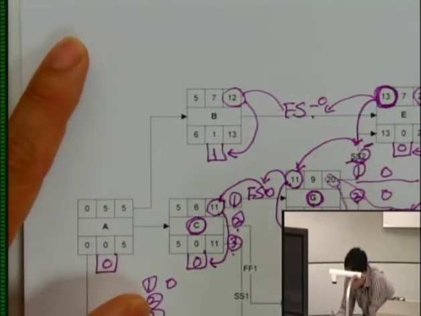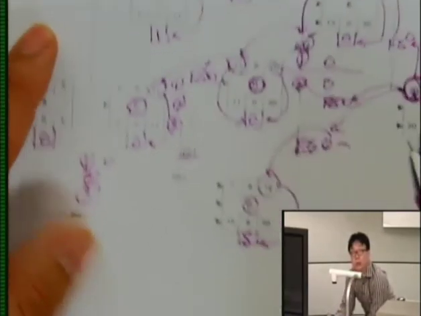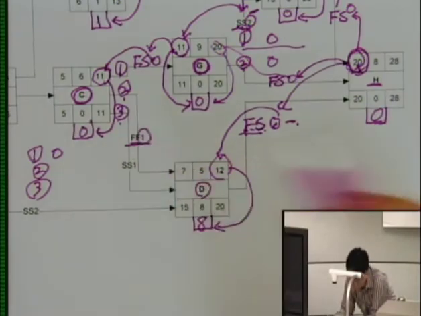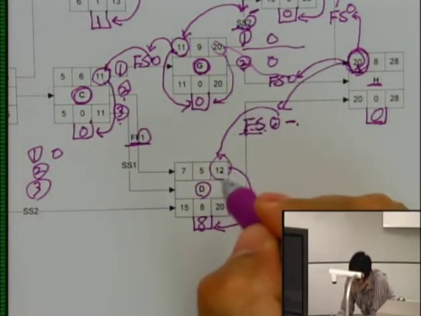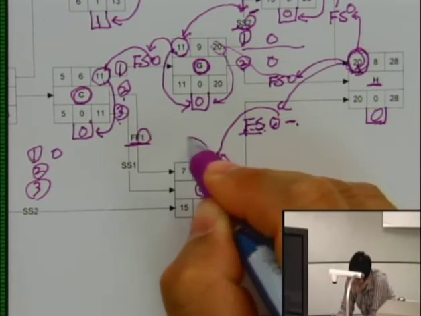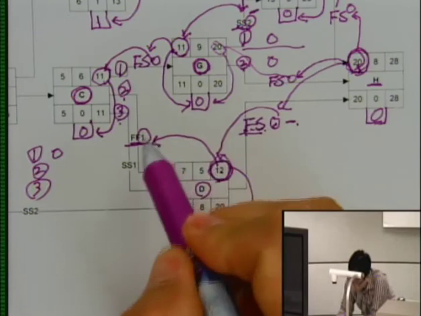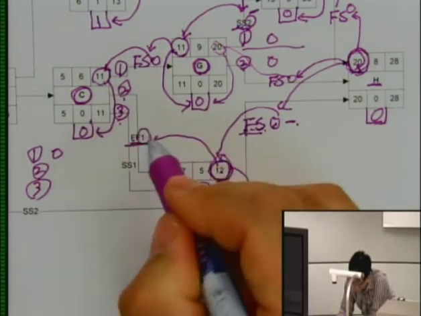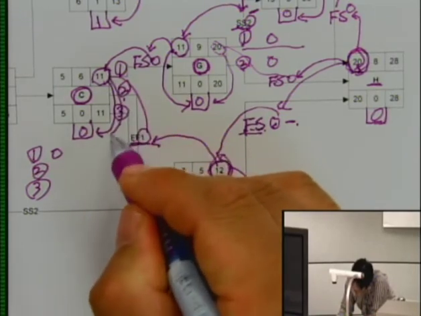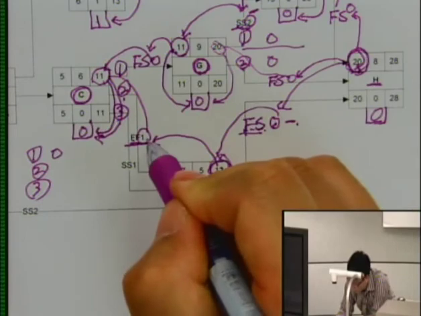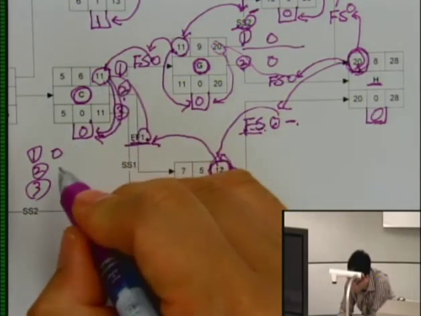Let's look at option number 2, the finish to finish relationship with 1 day lag. So your early finish of activity D, 12, minus your lag of 1, and then go back to the finish of 11. 12 minus 1 will be 11, and 11 minus 11 will be 0.